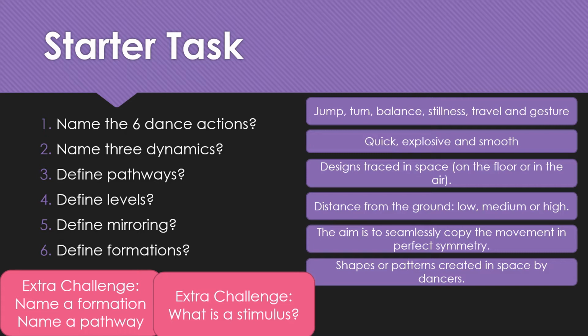So tackling the extra challenge now, naming a formation. You would name any kind of shape, so that might be a diamond formation, a semicircle formation, a linear formation, or a triangle formation. Naming a pathway, so you could have a zigzag pathway, a linear pathway, a curved pathway.